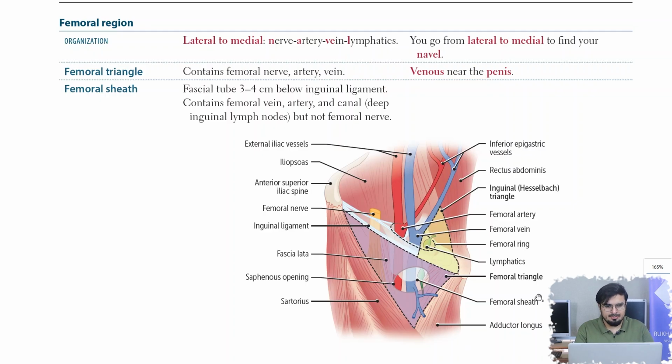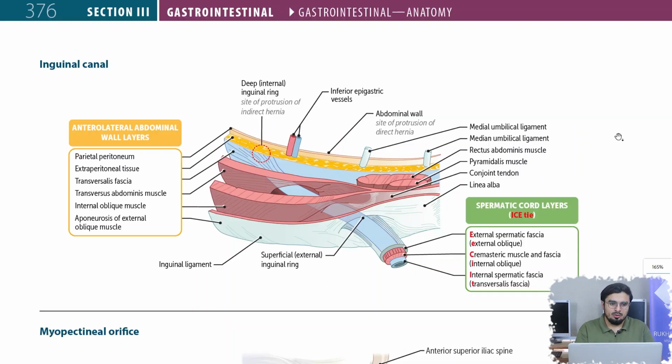There's also a key concept about the femoral hernias. We'll discuss that further, which is also very high yield. The inguinal triangle we're going to discuss moving forward. Okay, so the next topic is about inguinal canal and the structures related to it.